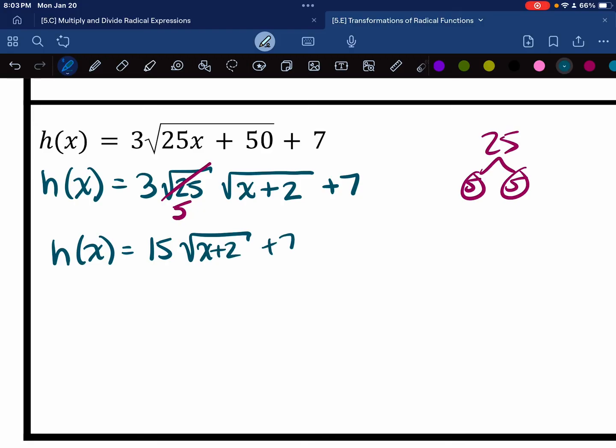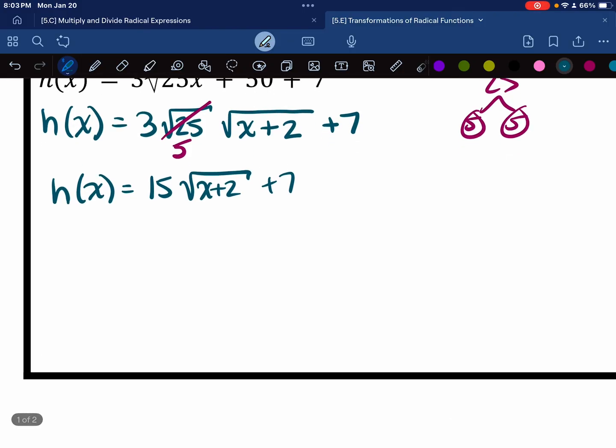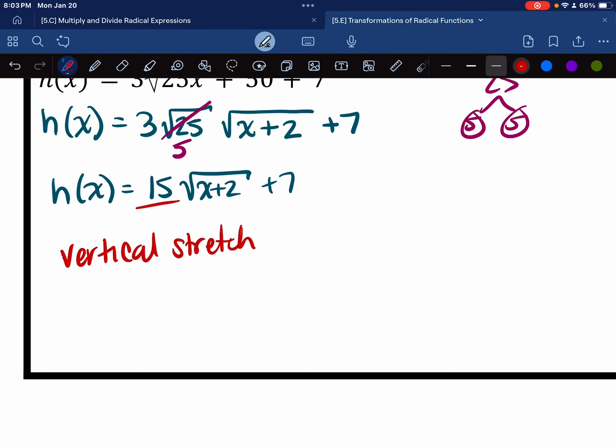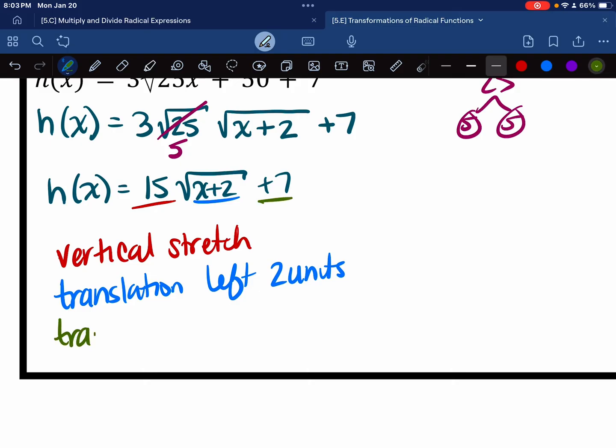And sometimes those a values can be kind of weird. Sometimes your a value will still be a radical, which could be awkward for some folks. All right, so our a value is 15, so that's a vertical stretch because it's bigger than 1. The plus 2 is a translation left 2 units. And the plus 7 is a translation up 7 units.